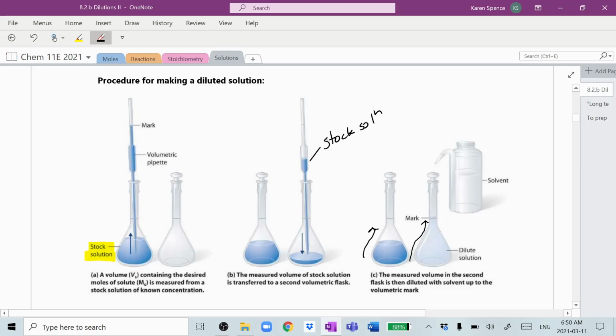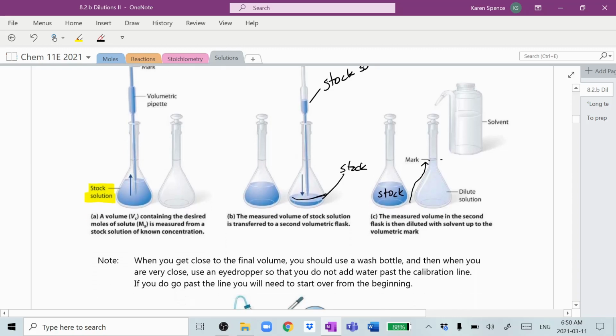Okay. Now you can see the color of this. Oh, this was the original one. This was the original, sorry. This is the stock. I misinterpreted that. So we have our little bit of stock solution now at the bottom of our second volumetric flask, and we fill it up to the mark. And you can see it's a lot lighter in color because it's now more diluted.